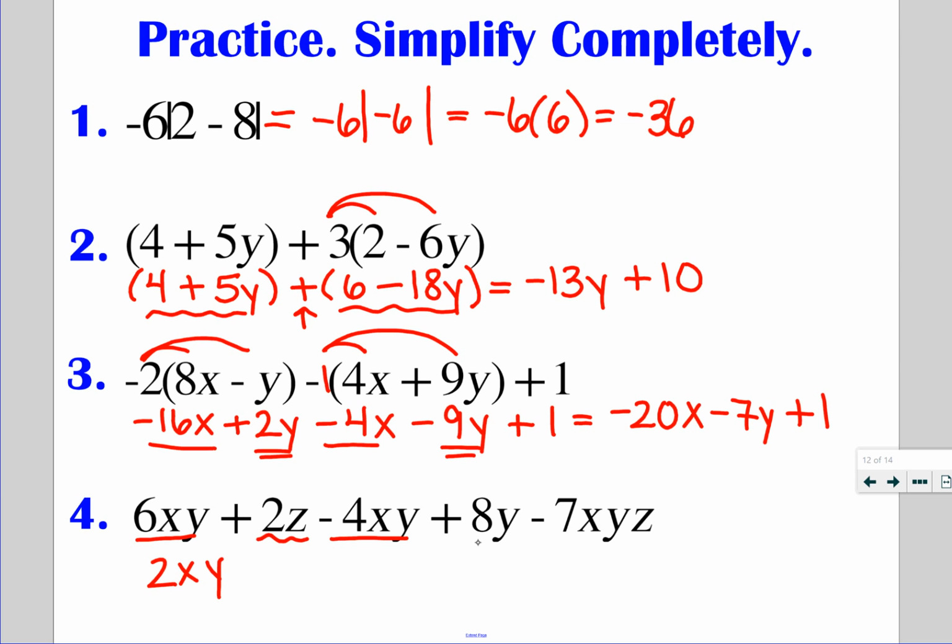2z has no buddies. 8y has no buddies. And negative 7xyz has no buddies. So all of those terms we'll just bring down. And although some of these terms share variables within them, there are no terms that remain where every variable in each of the terms is exactly the same. So this would be your final answer.